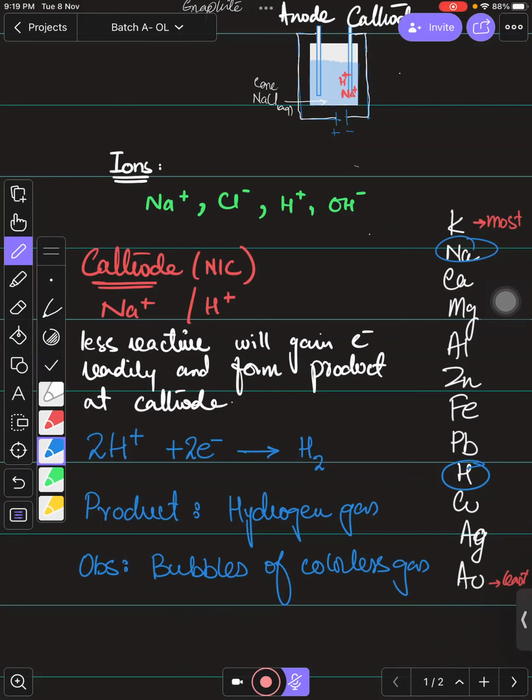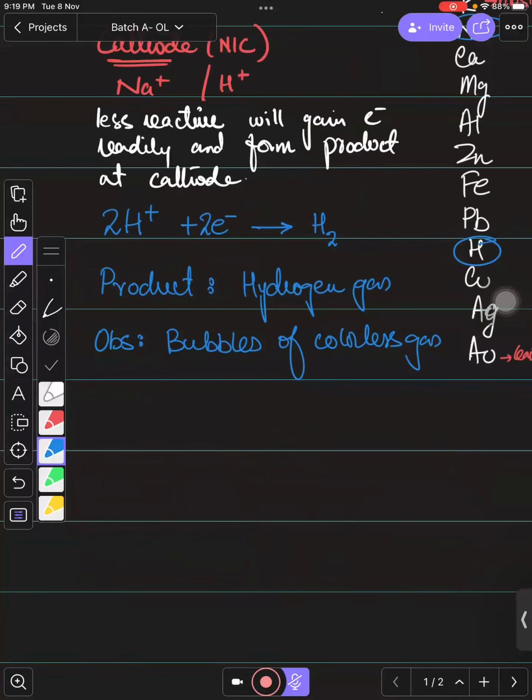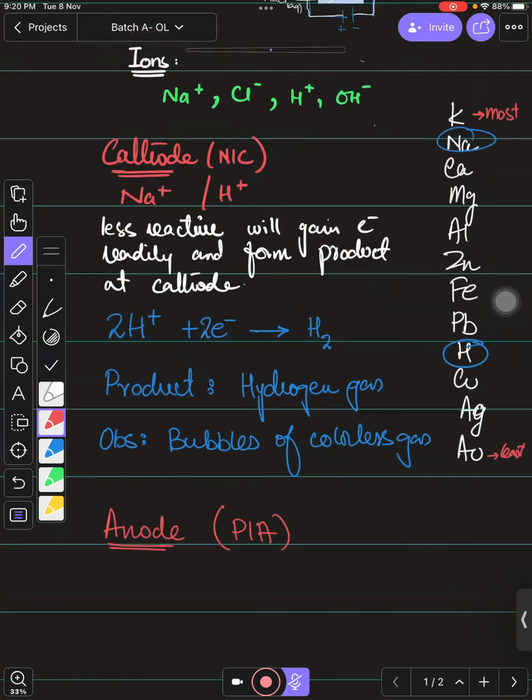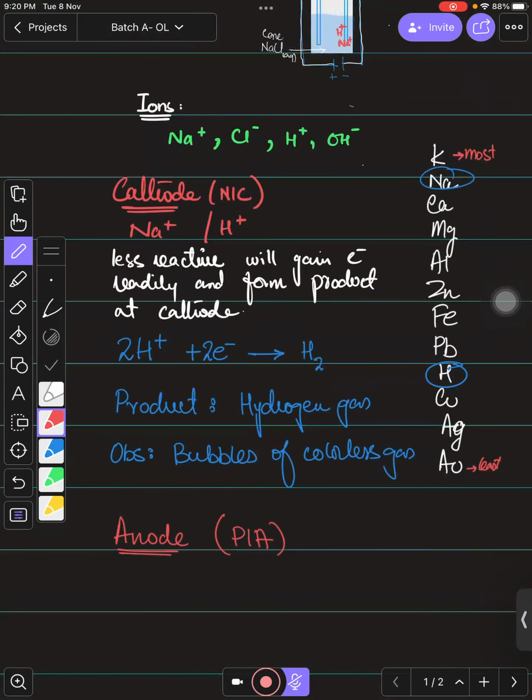Let's move towards the anode. If you talk about the anode, बच्चों, सर क्लियर नहीं है, बोलो क्या पूछना है, बताओ. सर, ये नहीं समझ आ रहा कि मतलब less reactive क्यों उसको replace करेंगे. Less reactive electron जल्दी gain करता है, ठीक है ना. So that is why it will move towards the cathode and gain electrons.